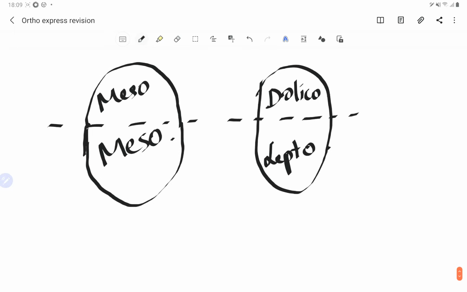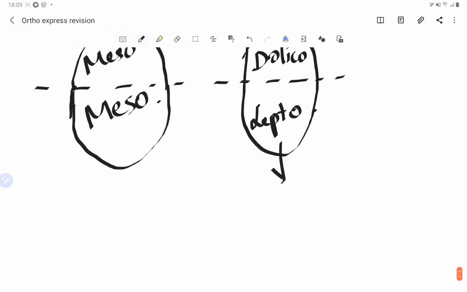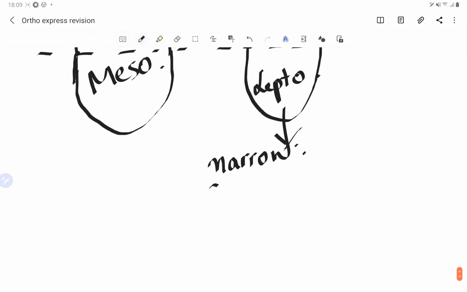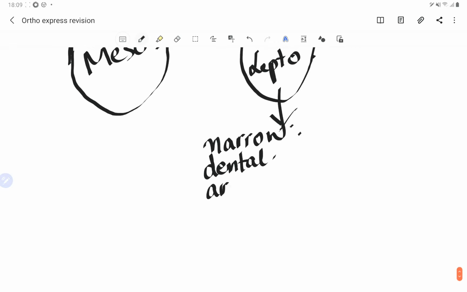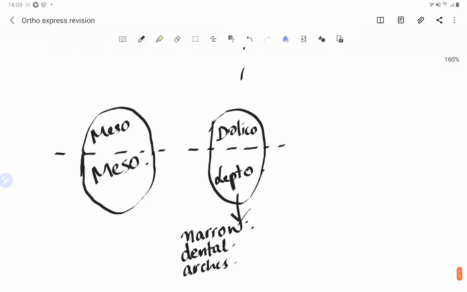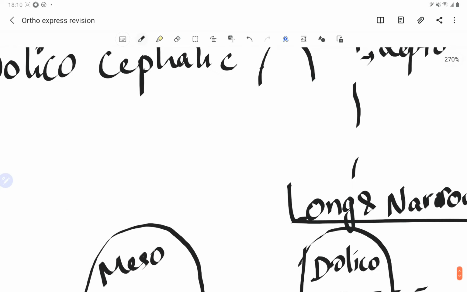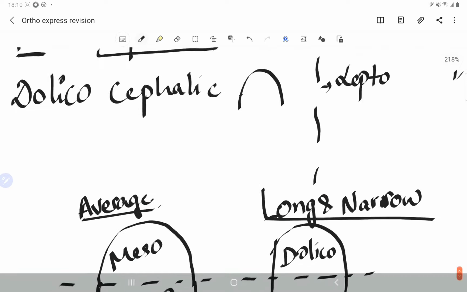When a person is having a long and narrow head and a long and narrow face, then the patient can have a narrow dental arch. That means the patient can have a constricted maxilla. So there can also be crossbite because of the constricted maxilla, right? The third one, this is long and narrow. On the other side we have the average, wherein we have studied the meso word.